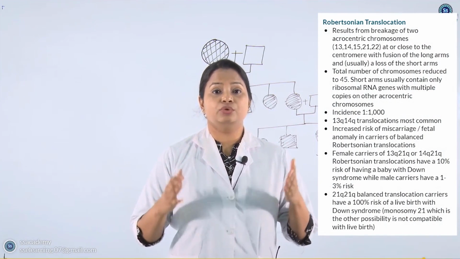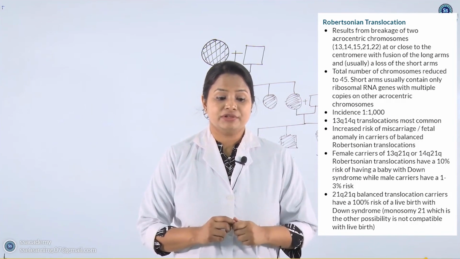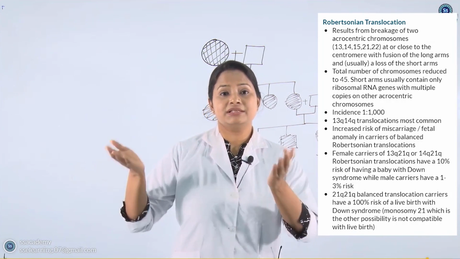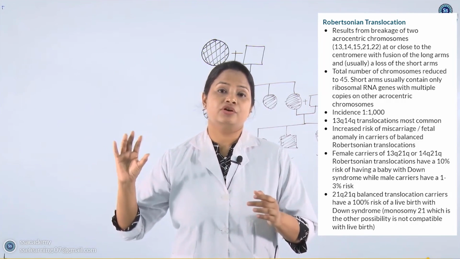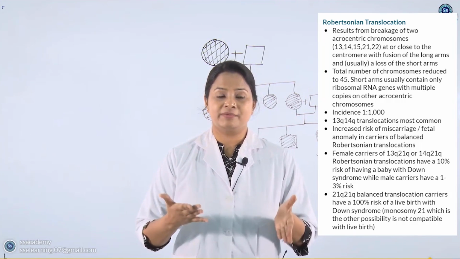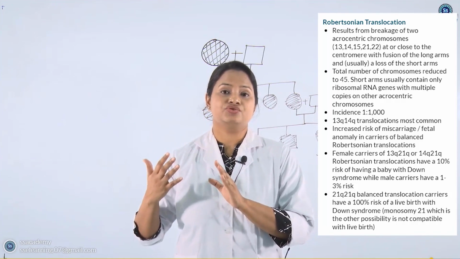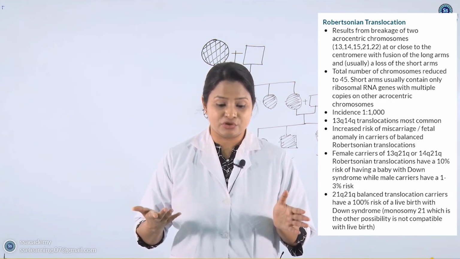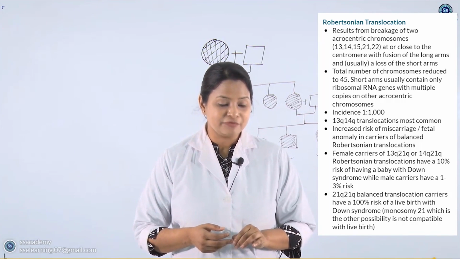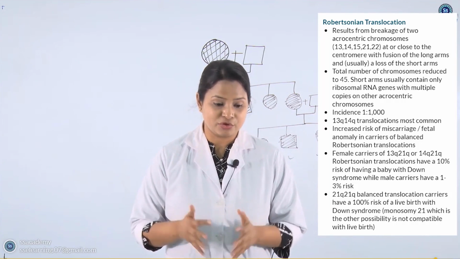Robertsonian translocation. Which chromosomes are involved here? Acrocentric chromosomes. Robertsonian translocation is always breakage of 2 acrocentric chromosomes. Which ones are acrocentric? The centromere lies near one end of the chromosome, near the satellite; that is an acrocentric chromosome. I hope you can remember this. Let's recap: the acrocentric chromosomes are 13, 14, 15, 21, 22 and Y.